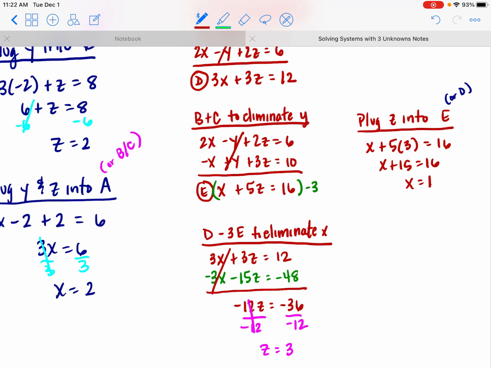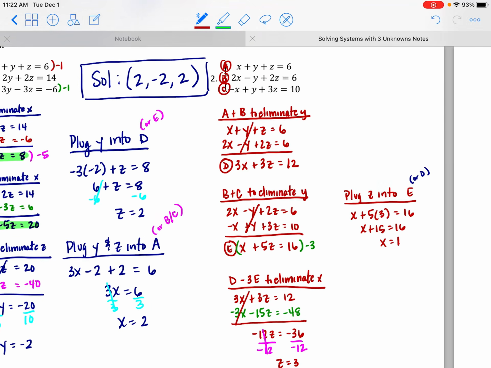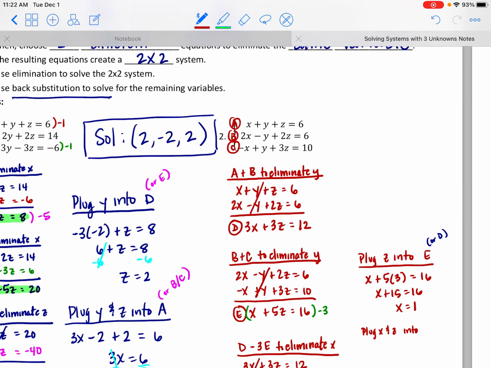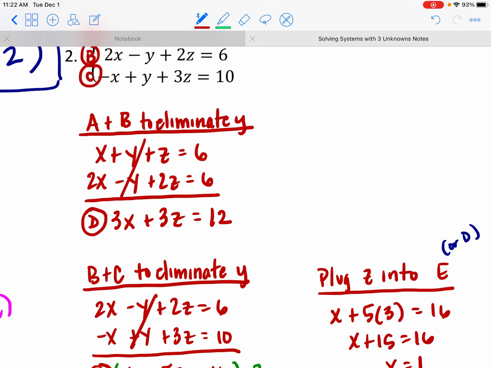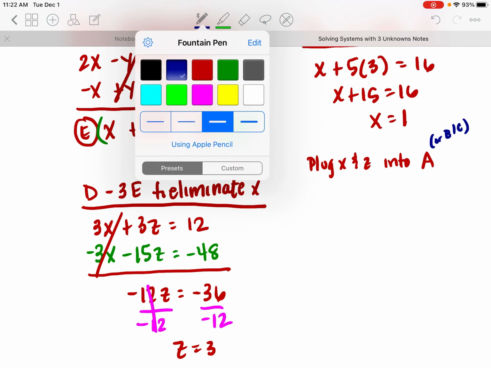So now I have x and z, so two of my solutions. If I take those two solutions now and plug into A, B, or C, then I can find my last variable. So now I'm going to plug x and z into, doesn't matter which equation, but it looks like A is the simplest there, x plus y plus z equals 6. So I'm going to plug into A, although B or C would have worked there.